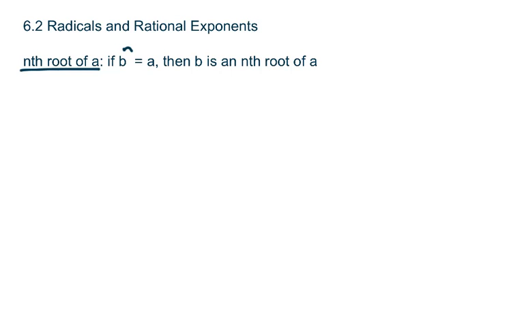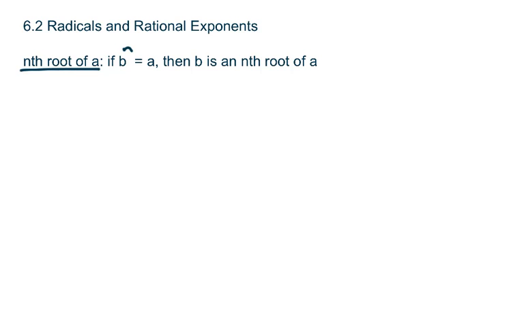Section 6.2 is radicals and rational exponents. Starting with a vocabulary term, the nth root of a. It says if b to the n, it's kind of hard to write. You can't really type exponents in this app, so I've got to handwrite an exponent. If b to the n is equal to a, then b is an nth root of a.